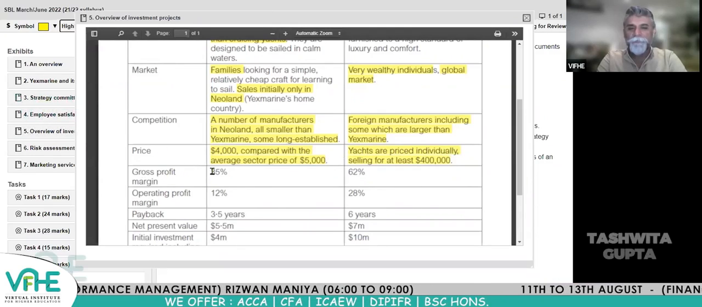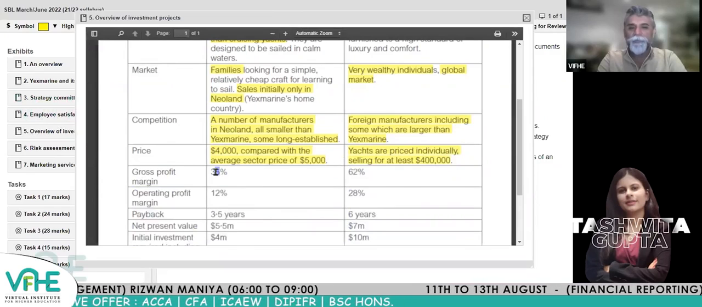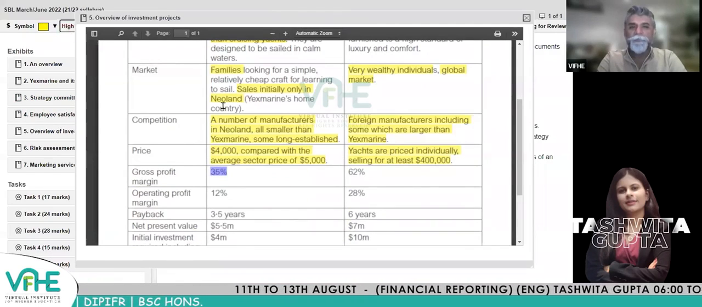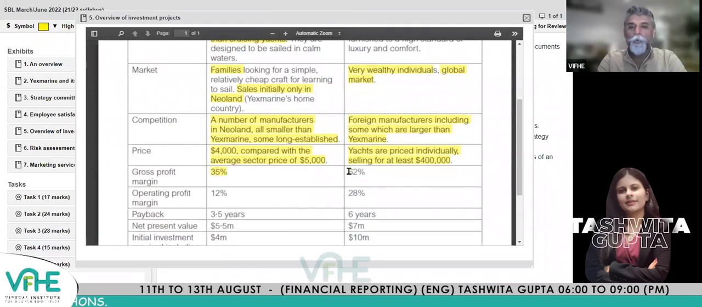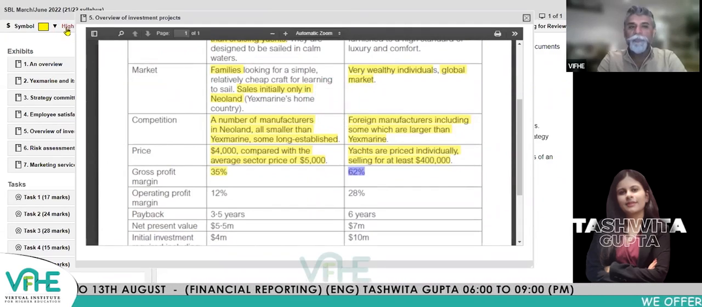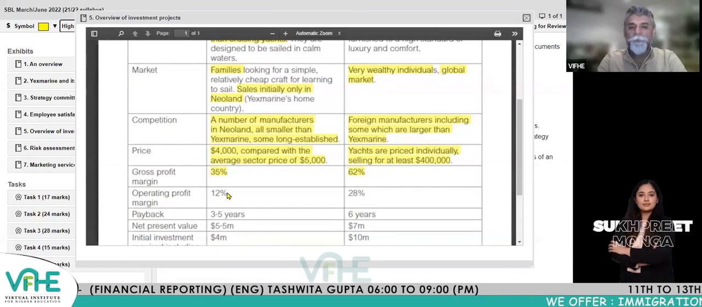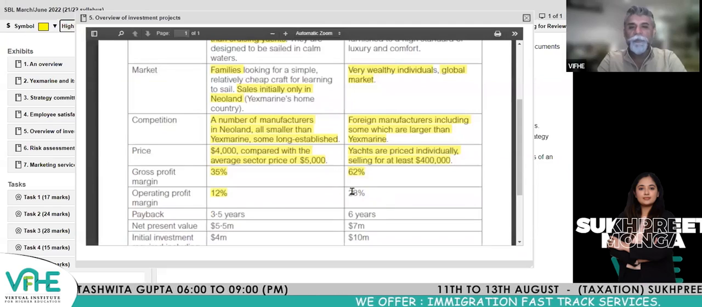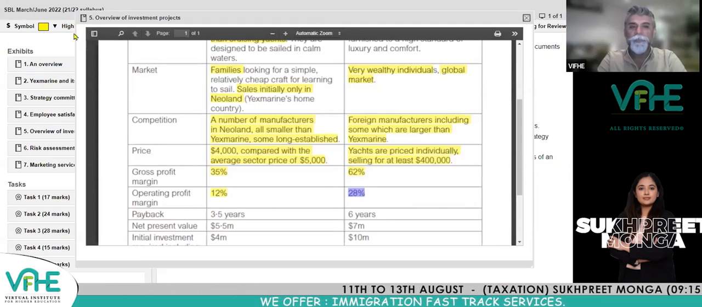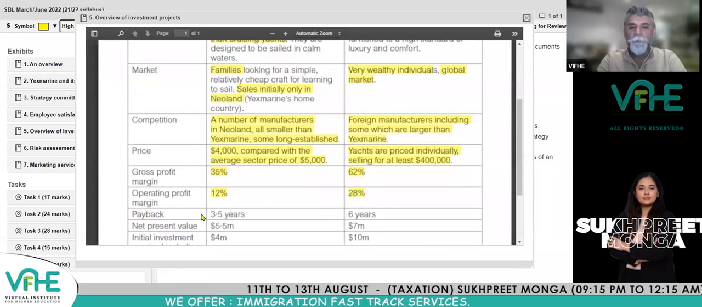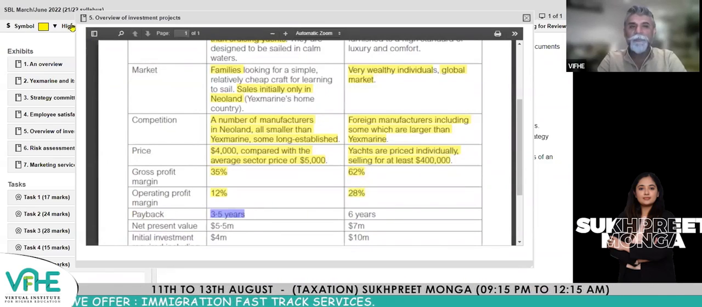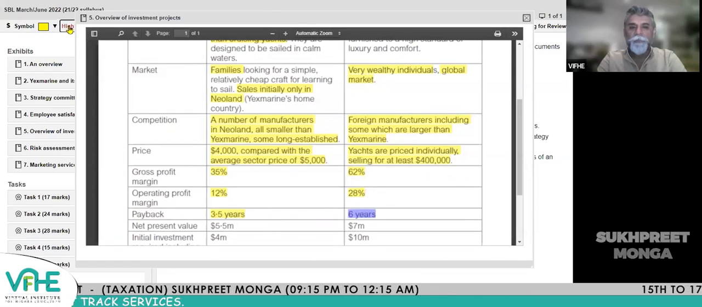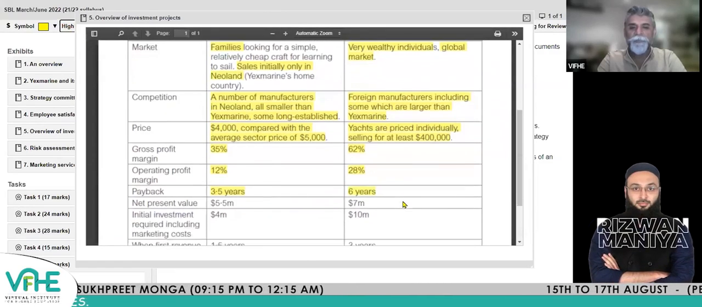GP margin. In this product, the GP margin is 35%. And this one, whoa, GP margin is 62%. Operating profit margin is 12%. And here, oh, 28%. Payback 3.5 years. And payback for this one is 6 years.